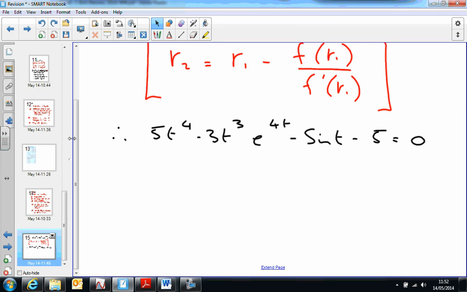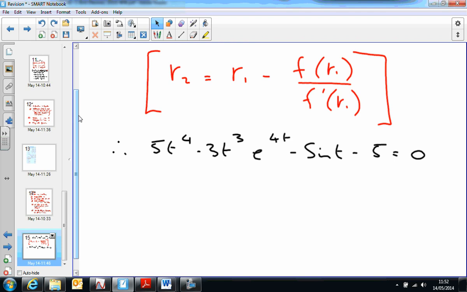And then I'm going to use Newton-Raphson. R stands for the root. So my answer, my guess, R is the answer. R is the value of t such that this left-hand side equals 0, and I'm trying to find out what that is. R1, R2 and so on stand for root 1, root 2, root 3, root 4, so guess 1, guess 2, guess 3, guess 4.